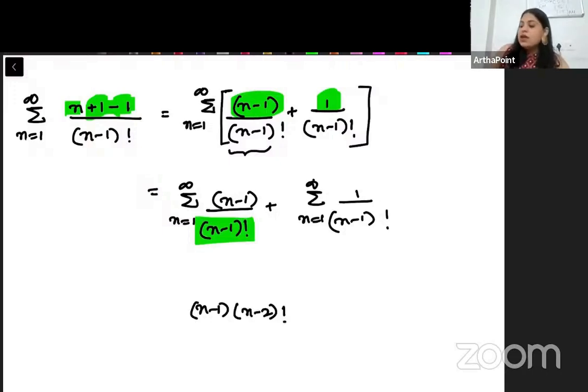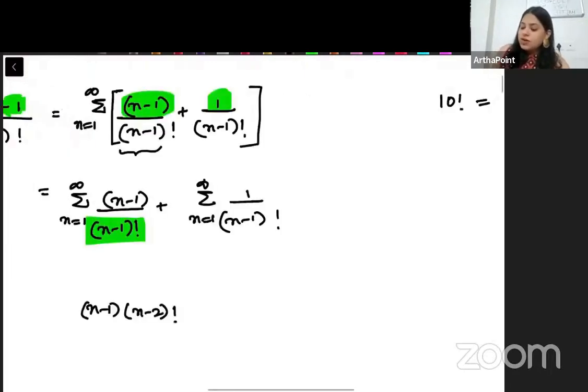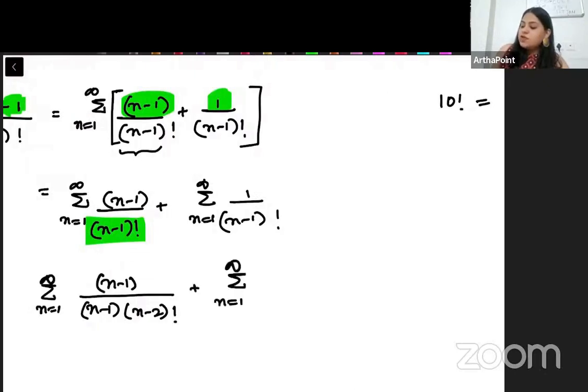Aise hi to kar sakte hain. So suppose I want you to find 10 factorial. You can write this as 10 into 9 factorial at any point of time. This is what I have done here. So the numerator will have n minus 1, summed for n from 1 to infinity, plus the summation for n from 1 to infinity of 1 upon (n minus 1) factorial. I hope this is making sense to you.